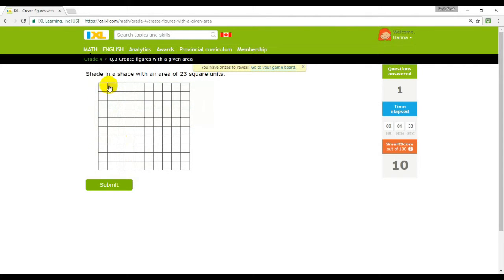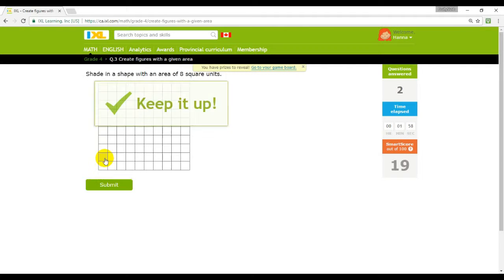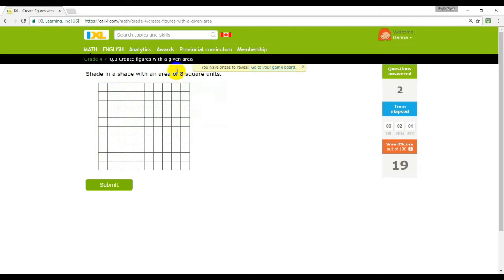And to be faster with this, each of these rows have 10. So you could do this, this, or this way. So 23. So we're gonna first do the 20. So we make 2 rows, and then 1, 2, 3, 23. Voila! Now we have to shade in 8 square units.